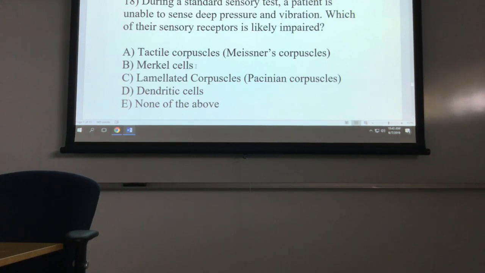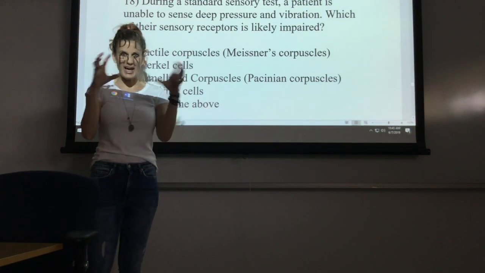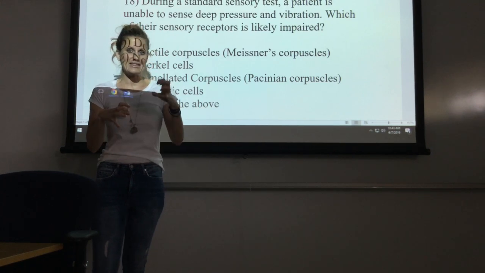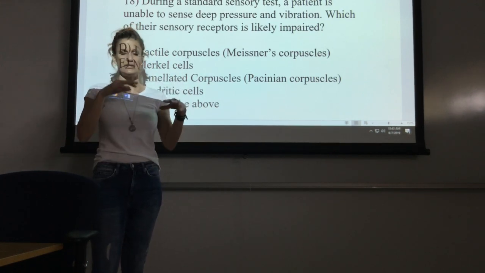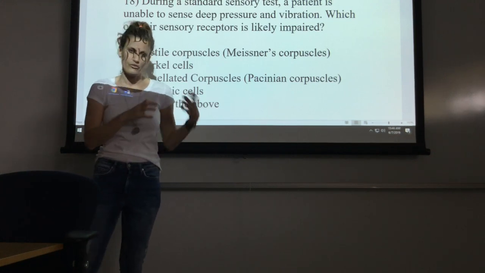Merkel cells are really sensitive cells up in the epidermis. And dendritic cells, remember, are immune system cells. Dendritic cells are also up in the epidermis, and those are the Pac-Man, the immune system cells that roam around and engulf anything that gets past the stratum corneum, anything that gets down into the lower layers of the epidermis. The dendritic cells will engulf and destroy.